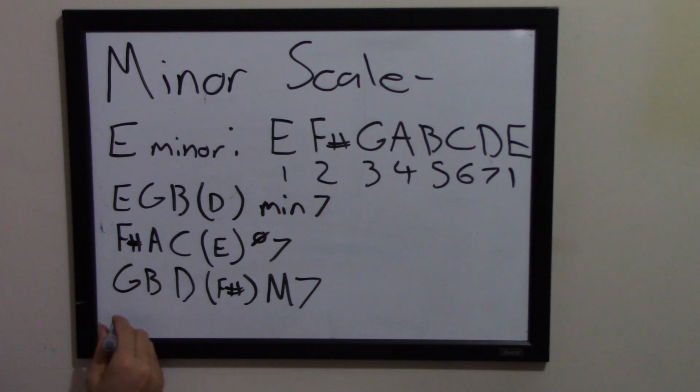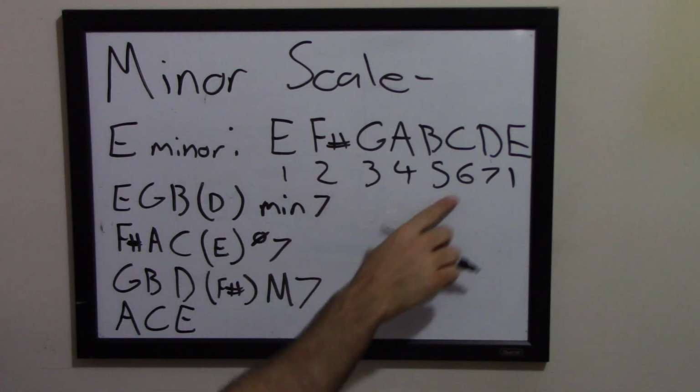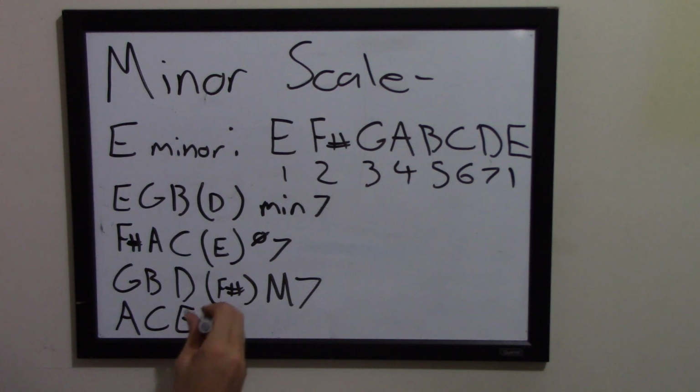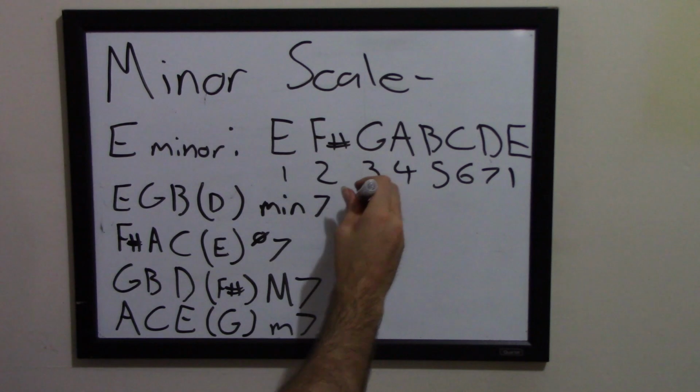If you start on the 4, you take the 4, 6, and 1. That gives you an A, a C, and an E. And that should look pretty familiar. That's an A minor chord. So the 4 naturally occurs as a minor. If you want the 7, take that. That's a minor 7. So the 4 naturally occurs as a minor 7th chord if you take the 7.